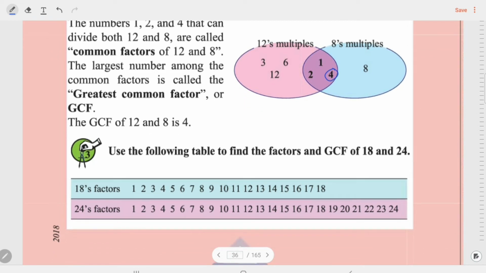Use the following table to find the factors and GCF of 18 and 24.